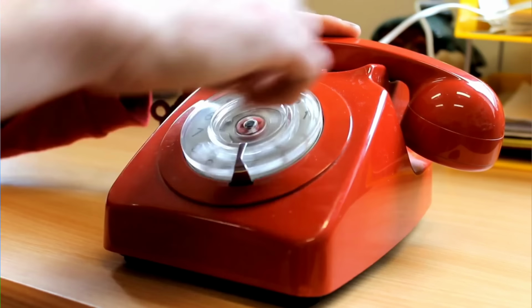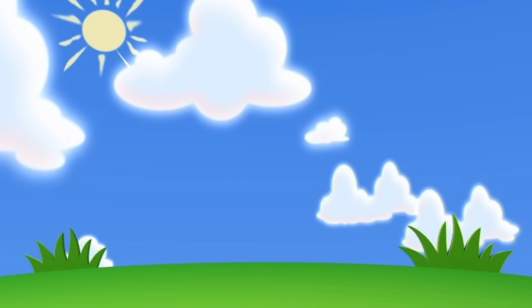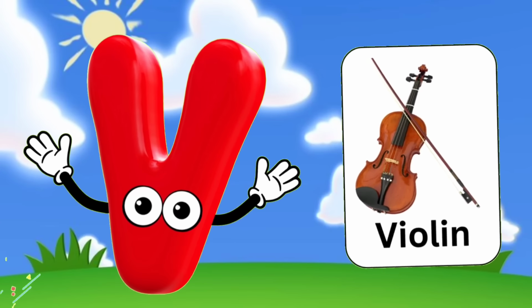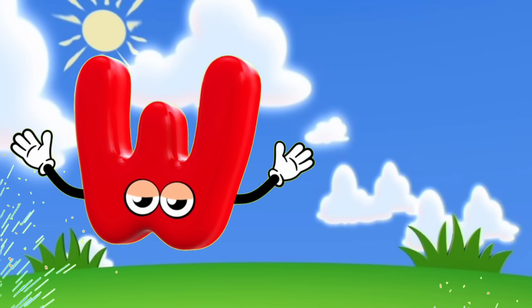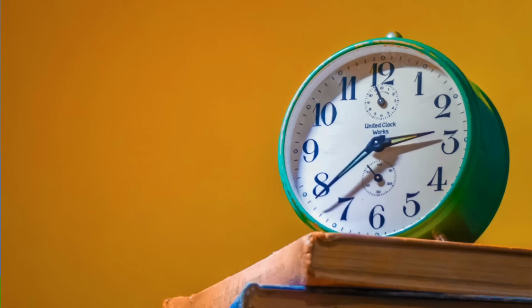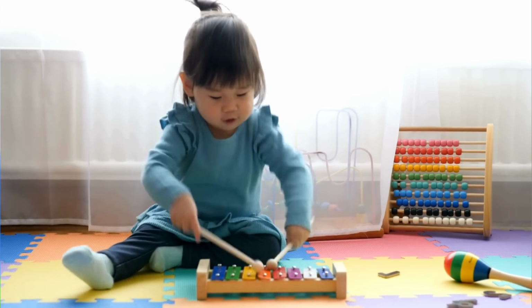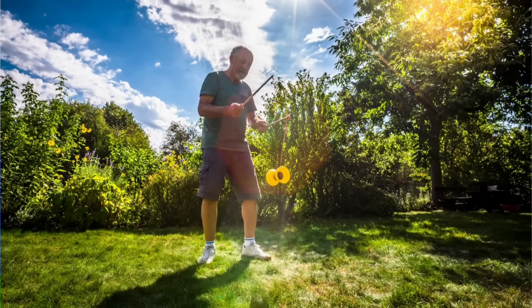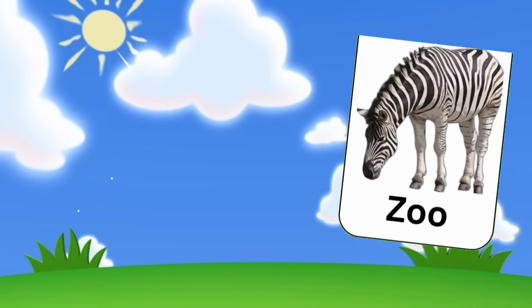T, telephone. U is for umbrella, oh, oh, umbrella. U, umbrella. V is for violin, wo, wo, violin. V, violin. W is for watch, wo, wo, watch. W, watch. X is for xylophone, s, s, xylophone. X, xylophone. Y is for yo-yo, sh, sh, yo-yo. Y, yo-yo.